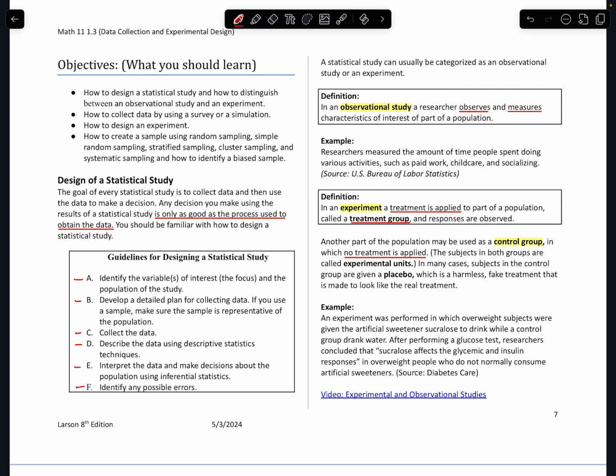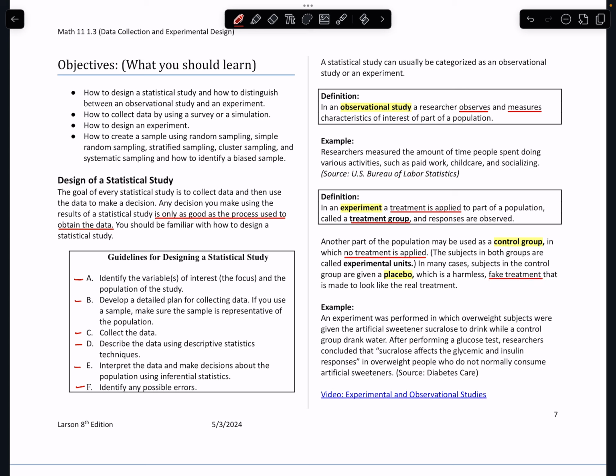Okay, but a control group is there's one part of the sample that I'm taking. They get the treatment, right? They get to take the Gatorade that I'm trying to come up with, right? This group gets to take the Gatorade. This other group does not get to take the Gatorade. The group that does not is called a control group. In many cases, subjects in the control group are given a placebo. This is a key important word you need to know. It'll come back later in the lesson. But the placebo is just basically a fake treatment.